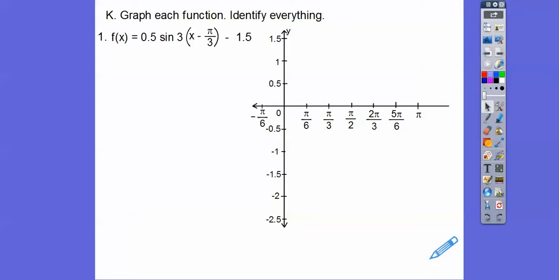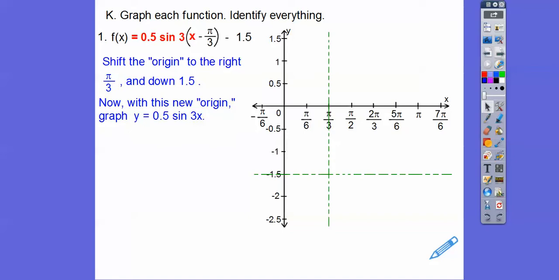this guy says identify everything. Okay, so this 3 says that there are 3 periods in 2 pi. This says phase shift to the right pi over 3, and this says phase shift down 1.5 right there. So here's 1.5. So I'm going to do a dotted line right there. I'm going to do a dotted line at pi over 3 right there. Okay, and then this 1/2 is like starts and ends at 0, halfway at 0, halfway at 1, halfway at negative 1, except it's going to be 1/2 on that.